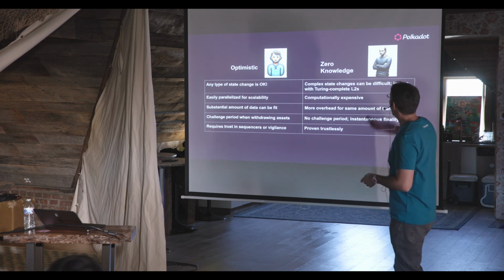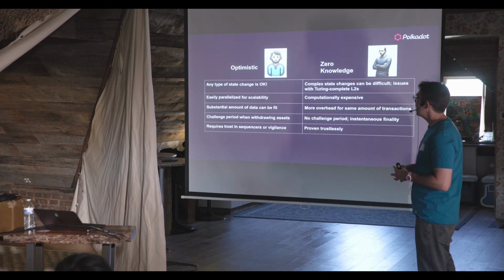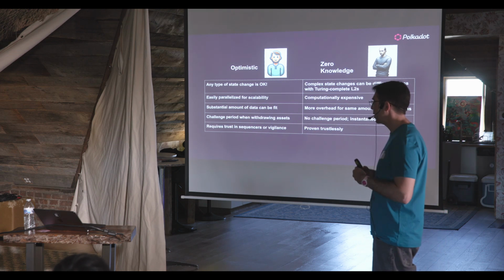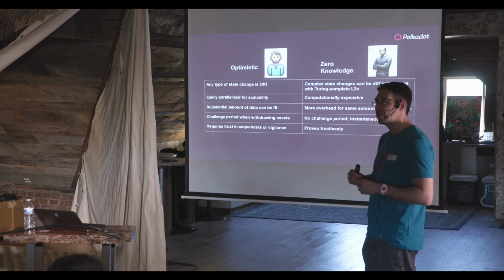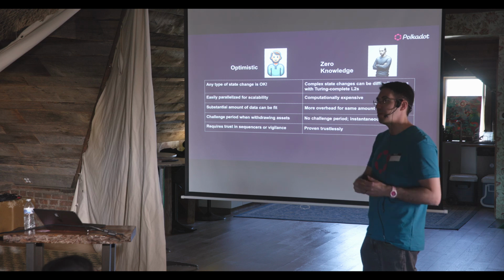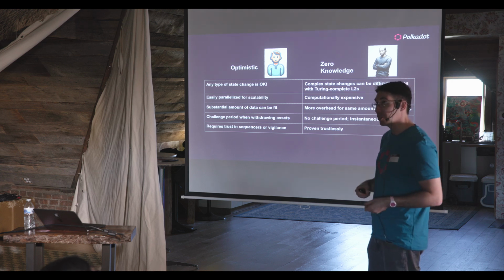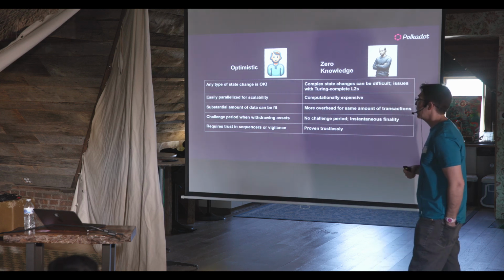Zero knowledge is not. He wants proof. Using zero knowledge proofs, when we contact the main chain, I can say, here's my proof that this is what actually happened on the L2. So there are pluses and minuses to both of these.